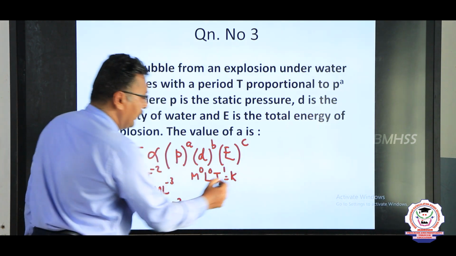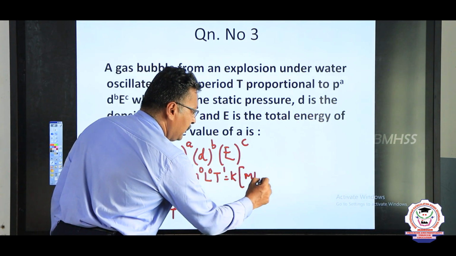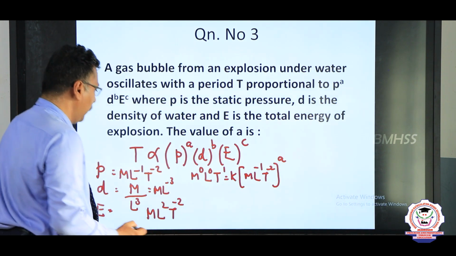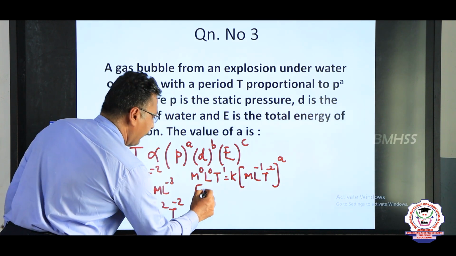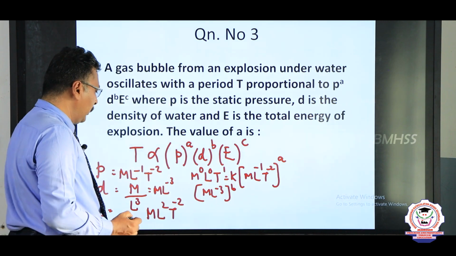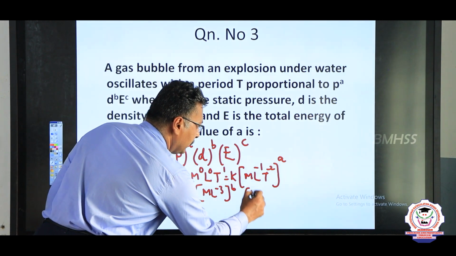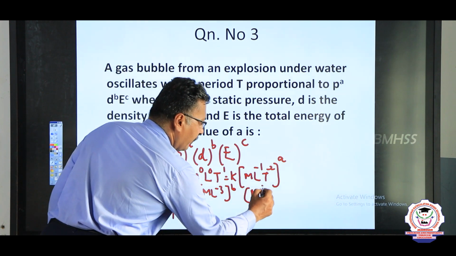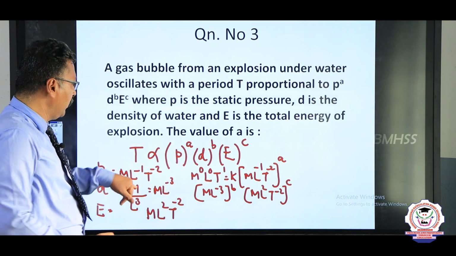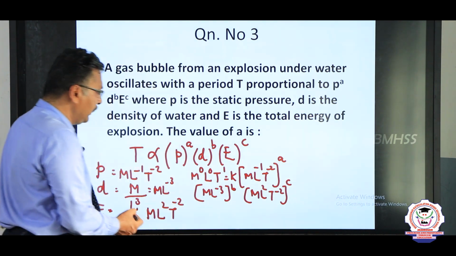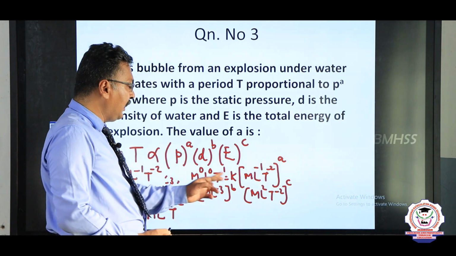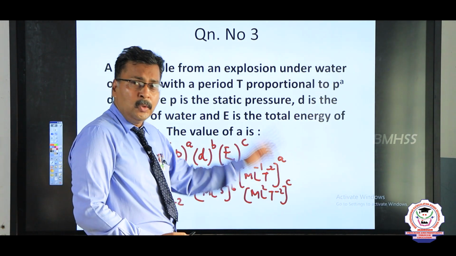first one, M L power minus 1 T power minus 2, whole raised to the power a, and multiplied by M L power minus 3, whole raised to the power b. Third one is M L square T power minus 2, whole raised to the power c. So this is our equation. So our equation is, on the left hand side, T is equal to K times M L power minus 1 T power minus 2 to the power a, M L power minus 3 whole raised to the power b, M L square T power minus 2 whole to the power c.